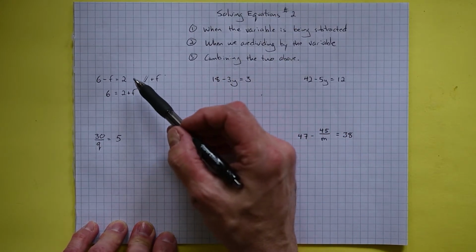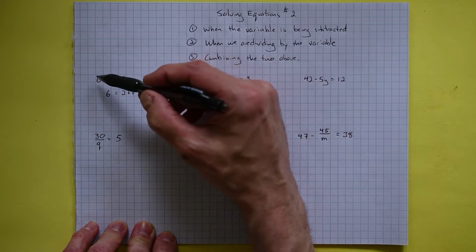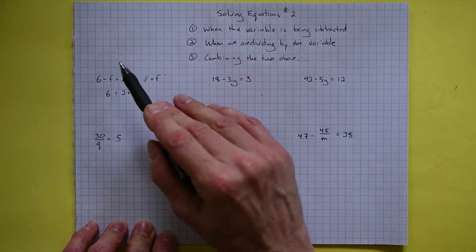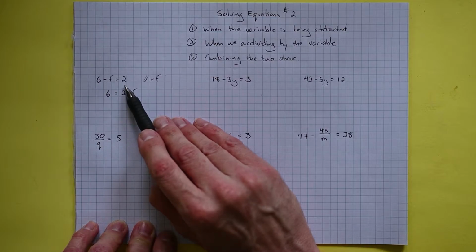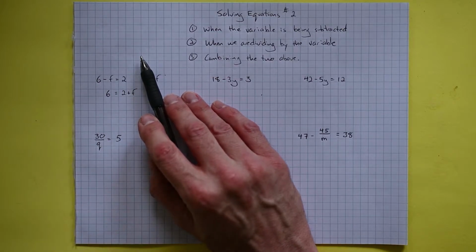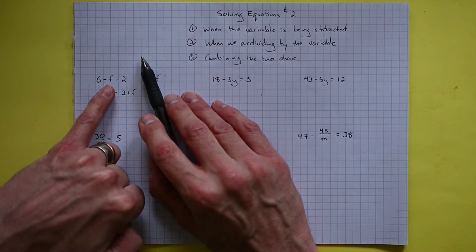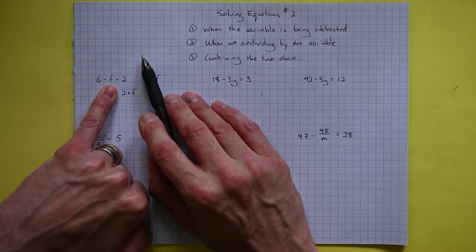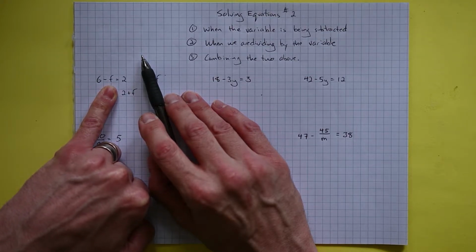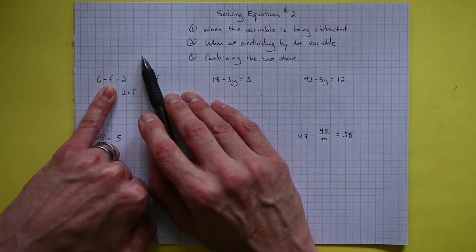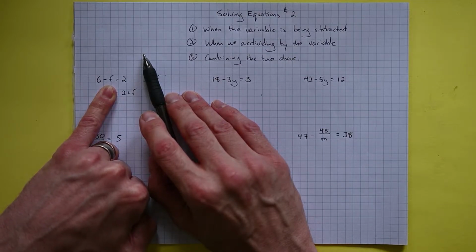So we'll begin with a simpler situation here. Here's our basic equation, 6 minus f equals 2. And what makes this different is that we are subtracting the variable itself. So if you think back to the weight scale, there isn't really a great way to demonstrate that physically on a weight scale. So we have to think abstractly in terms of the math itself.